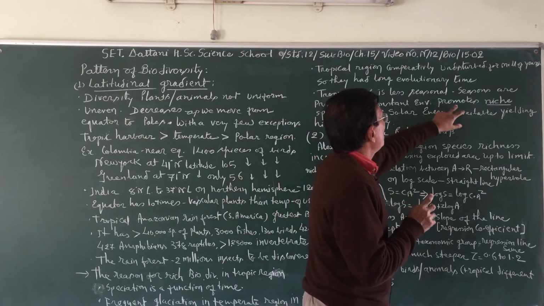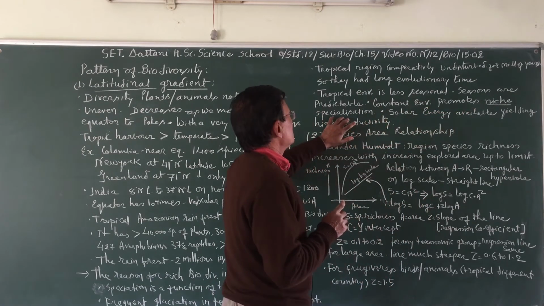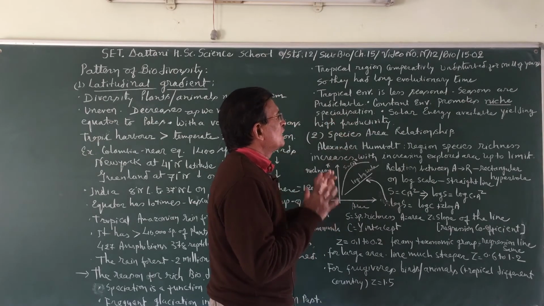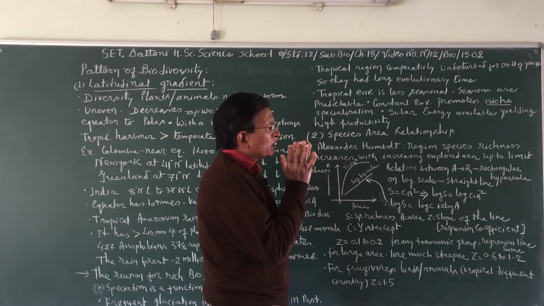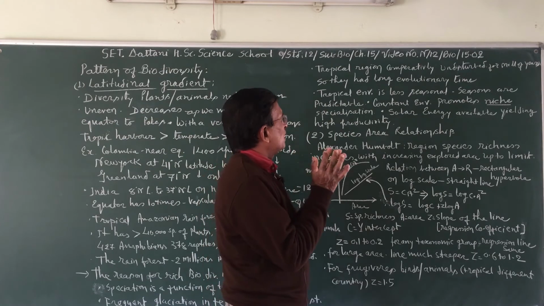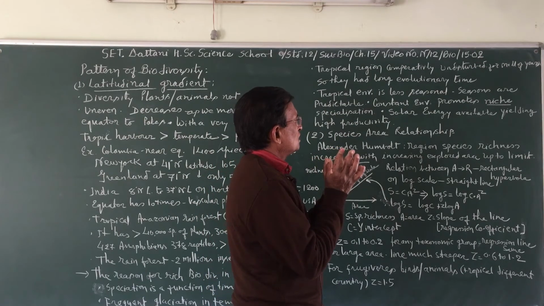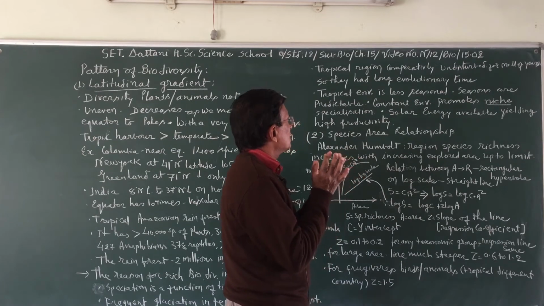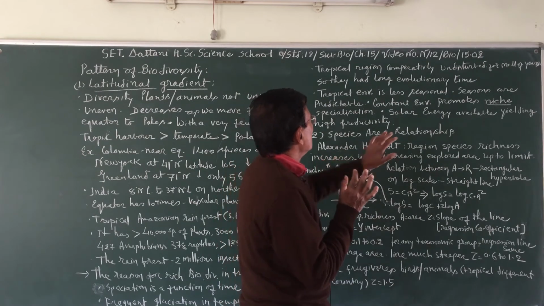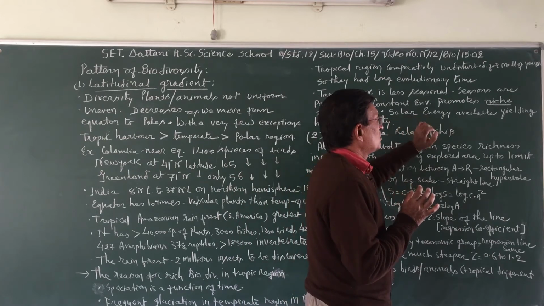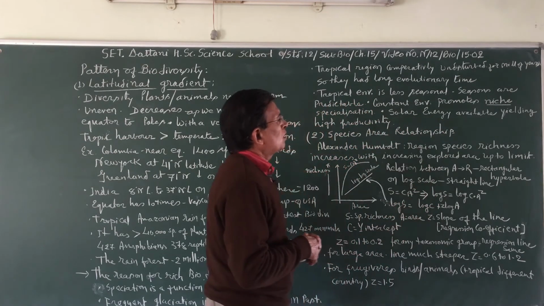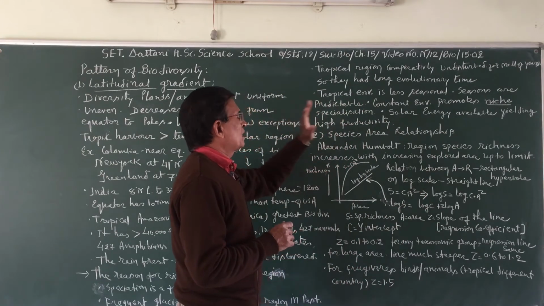So it will promote niche specialization. For a niche, that favorable condition is there. This favorable condition for the survival of the different types of animals and plants is called niche. And moreover, one more thing is that solar energy is available throughout the year, yielding high productivity.